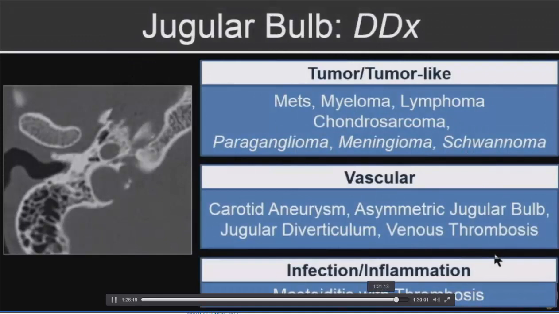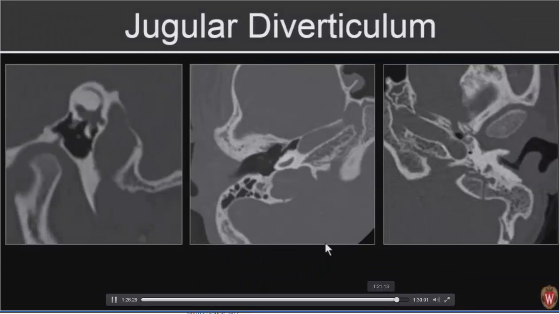So in terms of our jugular bulb differential diagnosis, of course, all the things that we talked about involving the bone, but other things that we want to consider are paraganglioma, meningioma, and schwannoma. So jugular diverticulum is essentially a don't touch lesion. You can just have asymmetry in the size of the jugular bulb, and you can potentially also see diverticula coming off the jugular bulb. So that's just a classic case of a diverticulum.